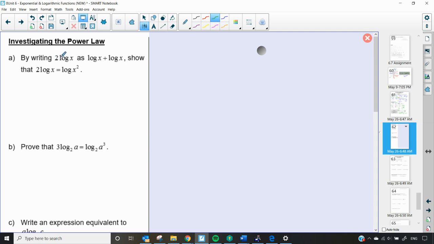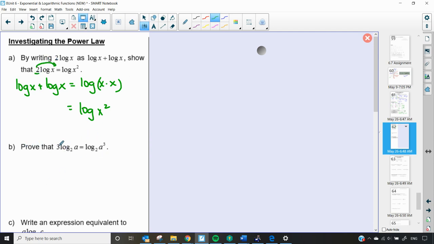Well, 2 log x just means that we have 2 logs that are being added together, so log x plus log x. Using our product law, we know that we can rewrite that as log x times x, which becomes log x squared. So when we have our number in the front, we can actually bring it up to become our exponent.